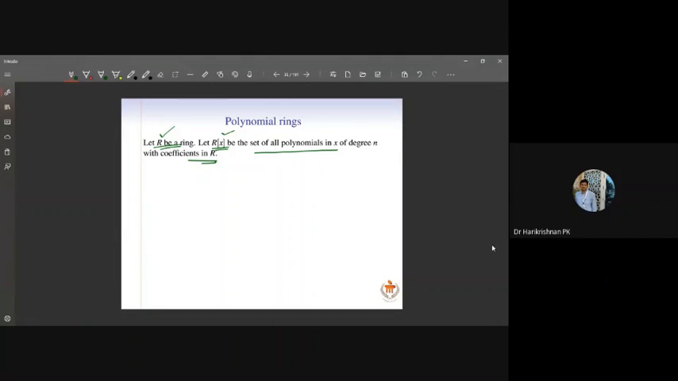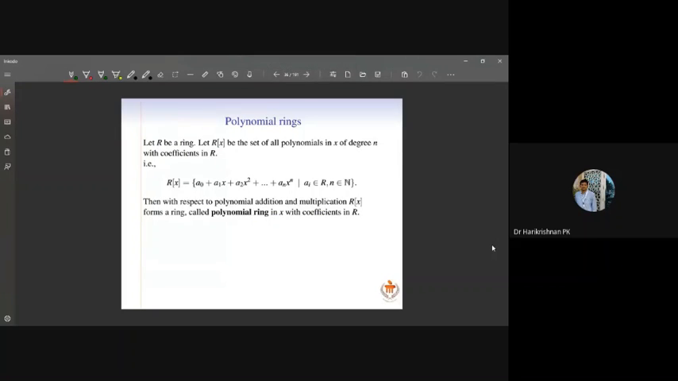The next question is how to define two operations on R[x]. Before that, we can rewrite R[x]. R[x] is nothing but the polynomials in x of degree n, that is, a0 + a1x + a2x^2 + ... + an x^n, where each coefficient ai is from the underlying ring R. If you have two polynomials of the same degree, how do we add them? We add the coefficients of the corresponding same-power terms. With respect to the usual polynomial addition and multiplication, you can see that R[x] satisfies all the properties of a ring. Such a ring we call by a special name, the polynomial ring in x, whose coefficients are coming from where?